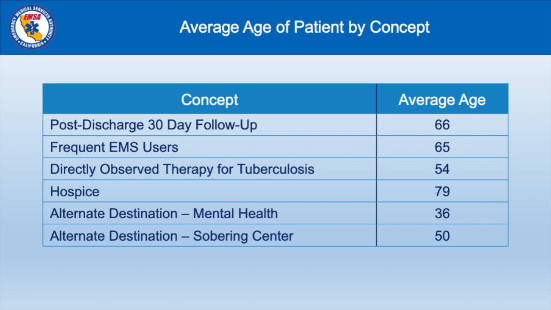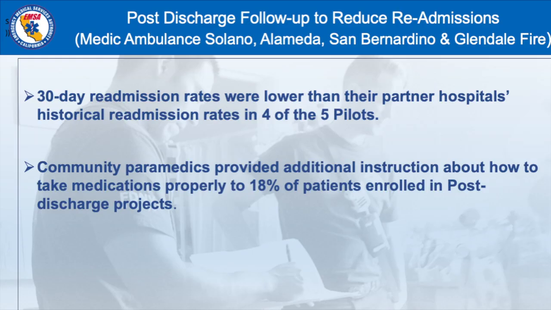And then you have your sobering center or your inebriate, coming in at about the average age of about 50 years old. So the post-discharge follow-up was reduced readmission rates. So the 30-day readmission rates were lower than their partner hospitals' readmission rates in 4 of the 5 pilots. So what we were able to do was to reduce these readmission rates significantly by having a paramedic go and do a face-to-face within 24 to 48 hours of discharge from an acute care hospital.